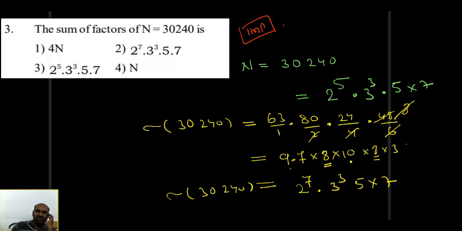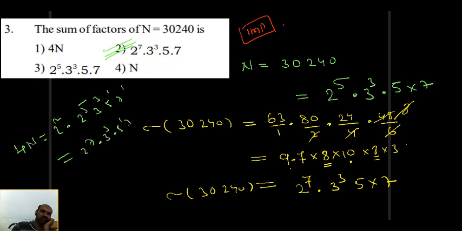Now I want the answer. Now I can say 2 is the correct answer for that: 2 power 7, 3 cube, 5, 7. Okay. But the question is multi-type, no? Now I want to check option 1 also. What is 4n I will find? 4n means 2 square into n, which is 2 power 5 into 3 power 3 into 5 power 1 into 7 power 1. That is 2 power 7 into 3 cube into 5 power 1 into 7 power 1, which is the same as 30240. What this means is that 1 is also a correct answer. 1 and 2 are the answers for the problem. Yeah, I hope you people understood this.